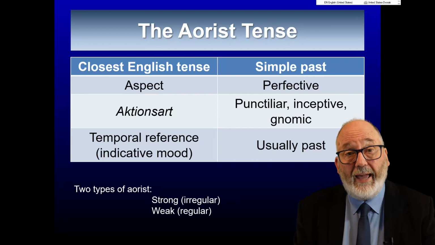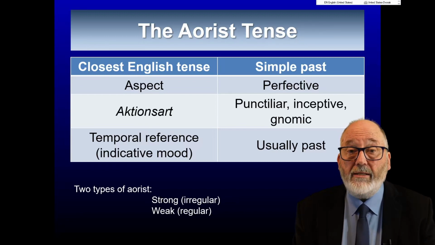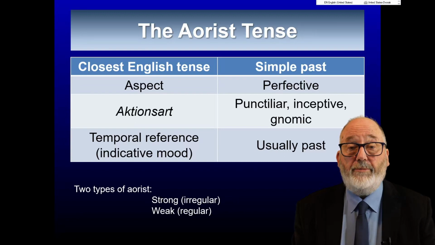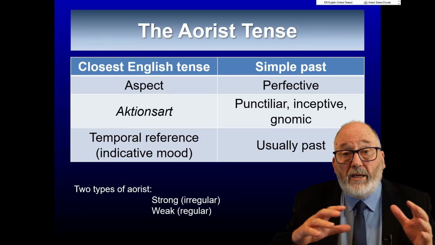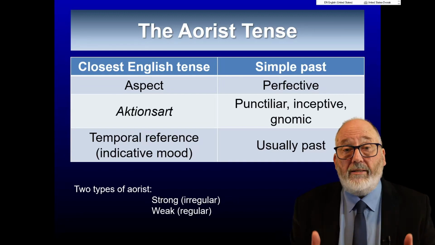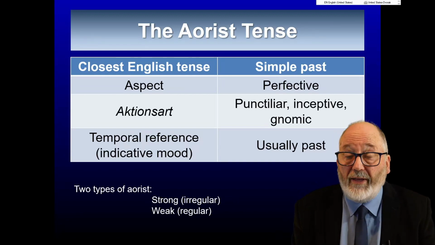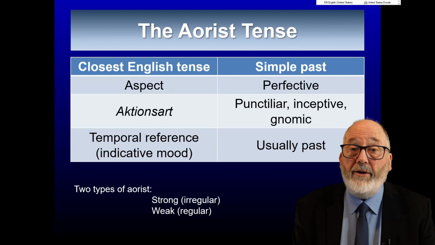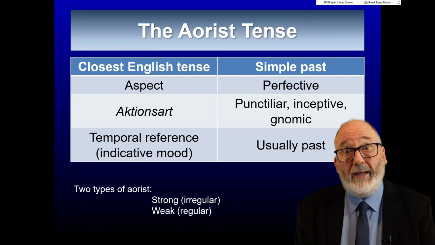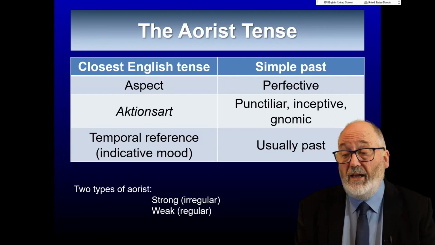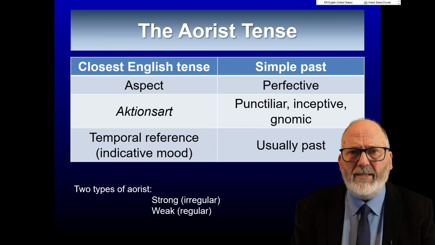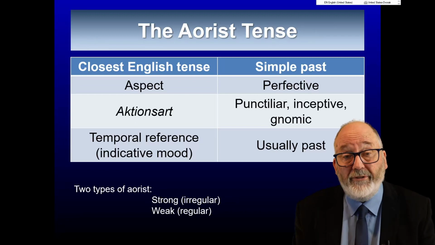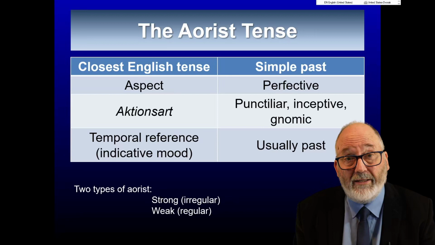If we look at the aspect of the aorist tense, it has a perfective aspect. And this means that the verb looks at the complete action, the action as a whole. As regards the type of action that is inherent in the aorist tense, it can be punctiliar, inceptive, the beginning of something, or the aorist tense can be used in proverbs and other gnomic sayings. The temporal reference is usually to the past.